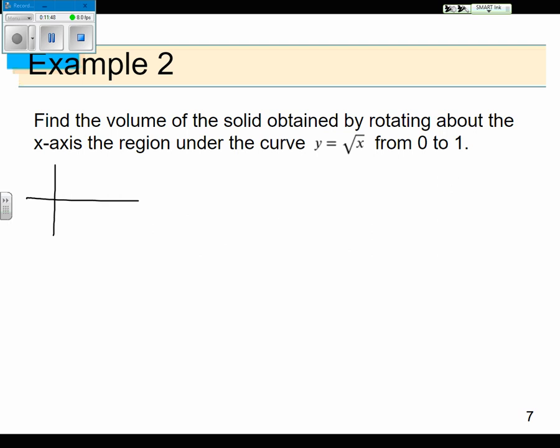So it says find the volume of the solid obtained by rotating about the x-axis. So I'm going to be spinning this thing around the x-axis. The region under the curve y equals square root of x. There's my swoop. All right, and I'm only wanting to go from 0 to 1. Okay, so imagine taking this shape right here, this region. We can close it off if we want to. And we're just going to sit there and spin it around the x-axis.